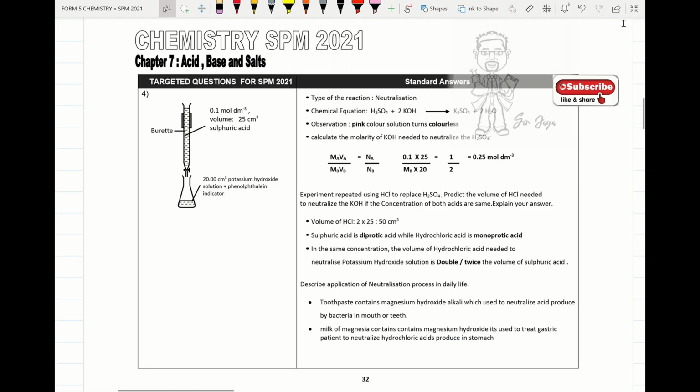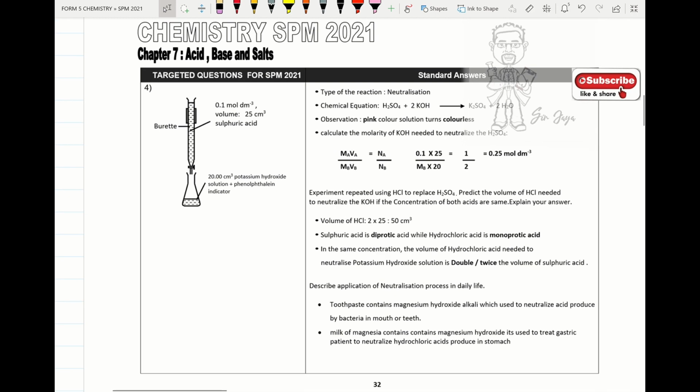All right, now look into question number 4. So we go for titration. Once this diagram is shown, the name of the reaction is known as neutralization. Please remember the name of the reaction is neutralization and the method is titration. So the question they will ask, type of reaction will be neutralization. The method is titration. So chemical equation, please remember sulfuric acid reacts with potassium hydroxide.